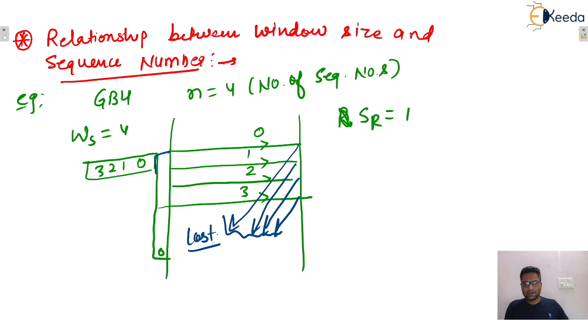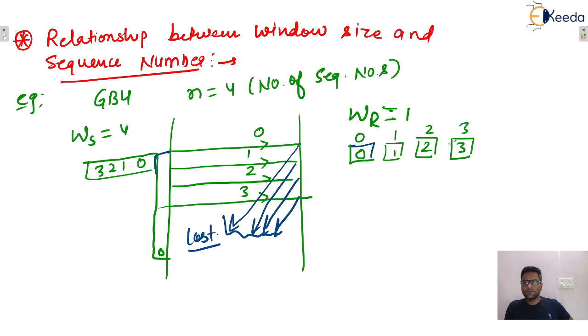So listen to me correctly. Here we can say that this is the receiver window. Initially, the receiver window will be 0, expecting the 0th packet. The 0th packet will be received, then the first packet, then the second packet, then the third packet will be received. Isn't it? Now you only tell me.